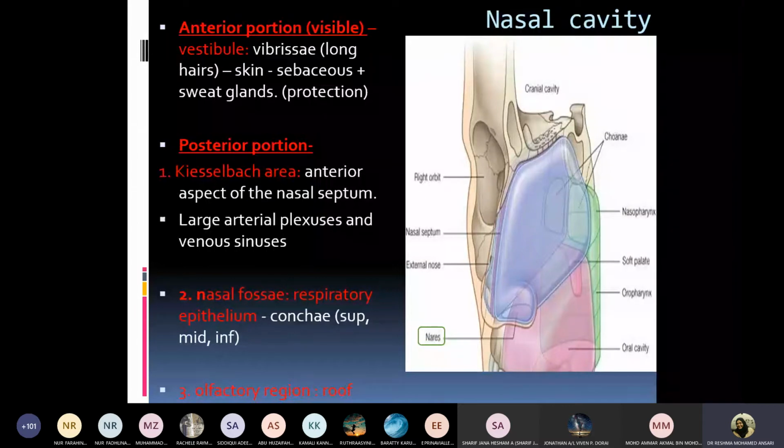So once we go from the Kieselbach area, in this picture, the whole blue area, we call it the nasal fossa. So this nasal fossa has the concha. What is the concha? It's the 3 small bones of the nose. Of which only the inferior concha is a separate bone. The superior and the middle are parts of your ethmoid bone. So you will have 3 small bones which make the travel of the air inside the nose very tricky.